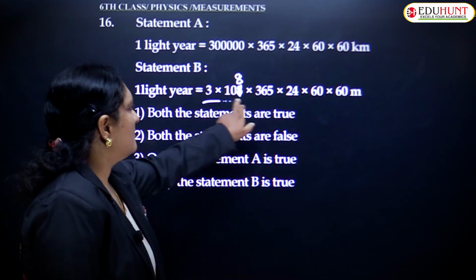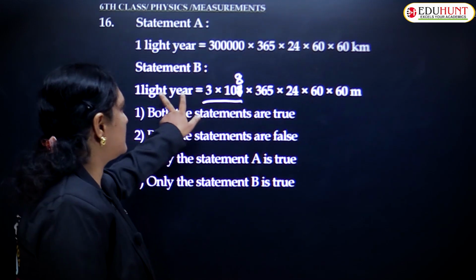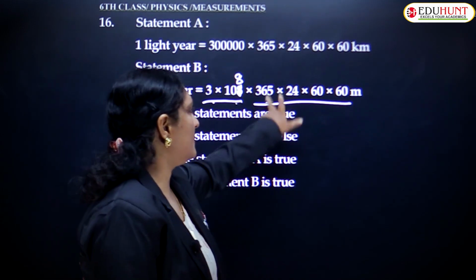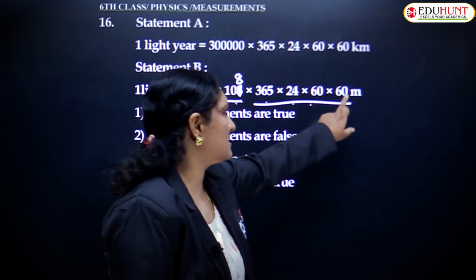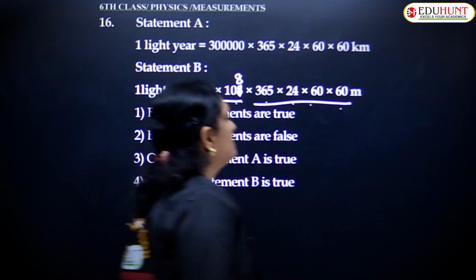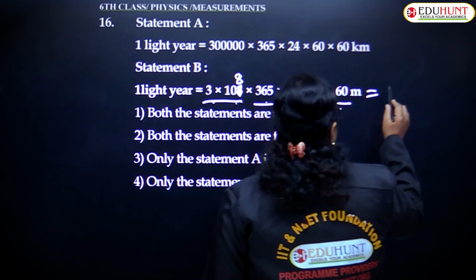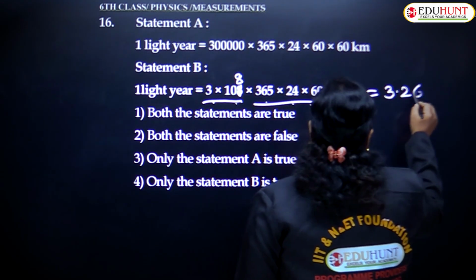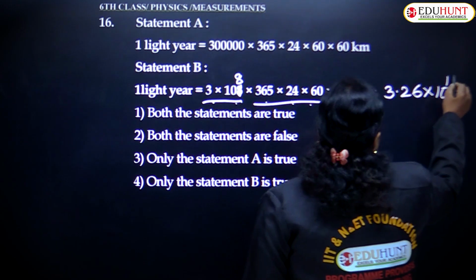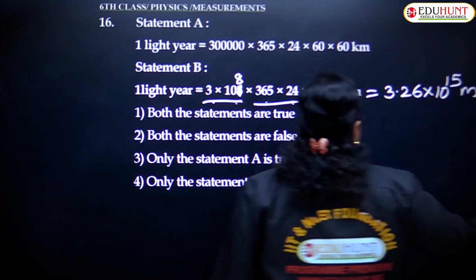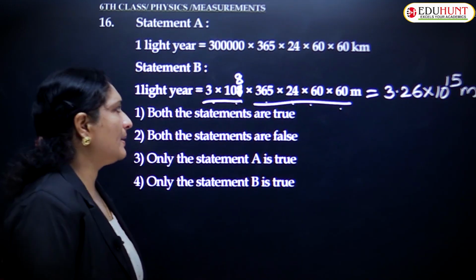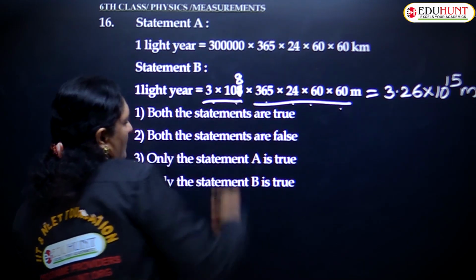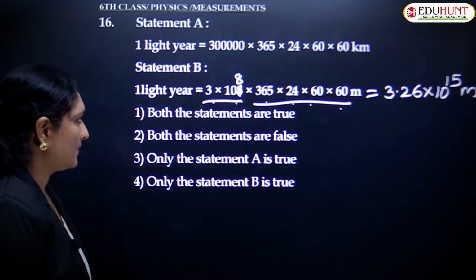3 into 10 power 8 is the speed of light. Light year means distance equals speed into time. Time is 365 days, 24 hours, 60 minutes, 60 seconds. Exact. So, you multiply, you get the value as something like 3.26 into 10 power 15 meters. No doubt, just multiply. This is not 108, children. Correction, make a correction. This is 3 into 10 power 8.